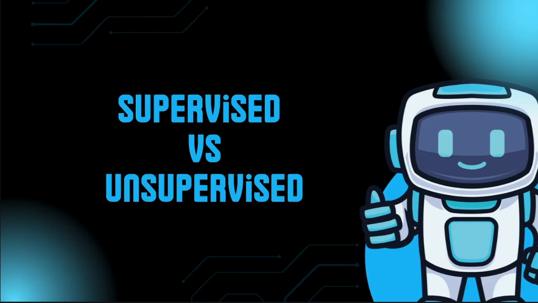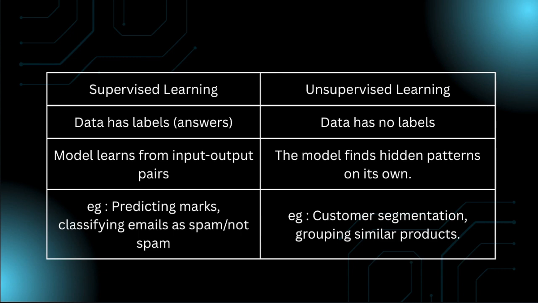Now that you get training and testing, let's discuss the two main types of ML, supervised learning and unsupervised learning. In supervised learning, the data has labels, that is answers. Then the model learns from input-output pairs. For example, predicting marks, classifying emails as spam or not spam. In unsupervised learning, data has no labels. The model finds hidden patterns on its own. For example, customer segmentation, grouping similar products.